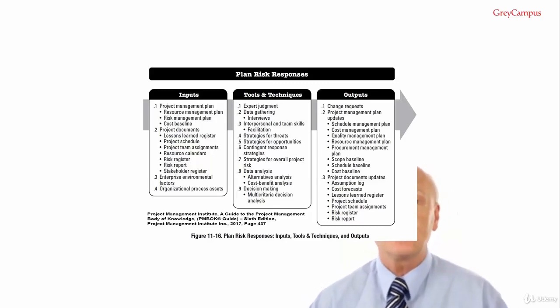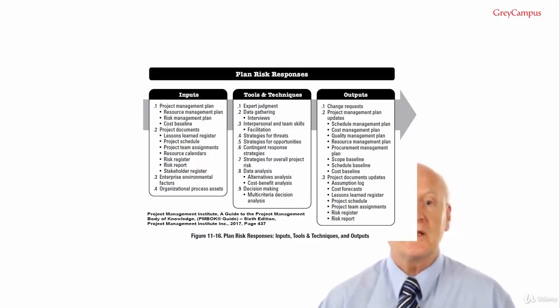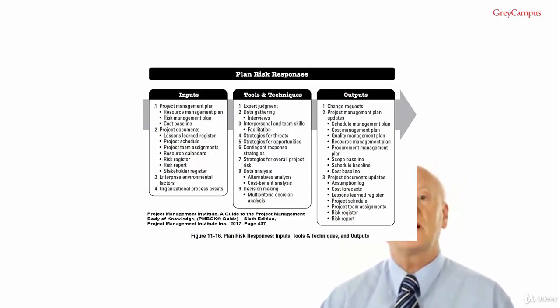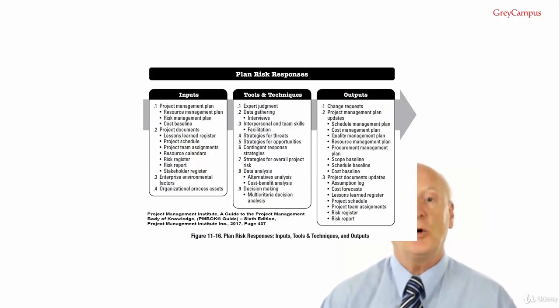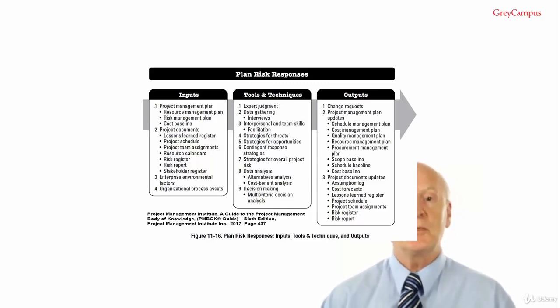Tools and techniques number 5, strategies for opportunities. 5 alternative strategies may be considered for dealing with opportunities as follows. Escalate. This is handled the same way as the escalate response for threats. The risk response strategy is appropriate when the project team or project sponsor agrees that the opportunity is outside the scope of the project, or that the proposed response would exceed the project manager's authority.